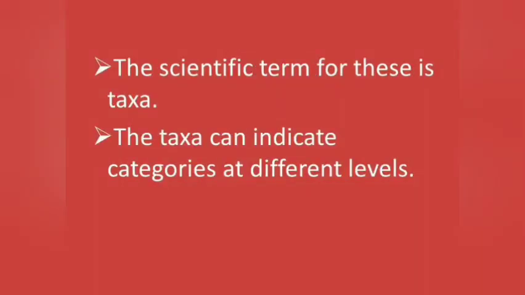The scientific term for these categories is taxa. The taxa can indicate categories at different levels. So plants, if we are grouping them, plants is a taxa. Again, we are grouping the plants into flowering plants, non-flowering plants. So again, that is the taxa. Or vegetables, again taxa. The different vegetables coming under that, we call it taxa. So the scientific term for these categories is called taxa.